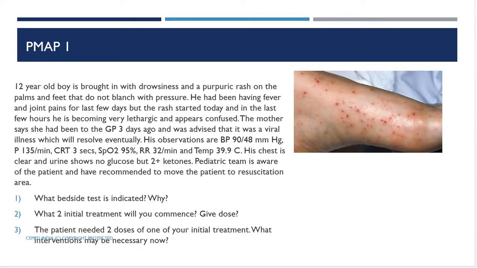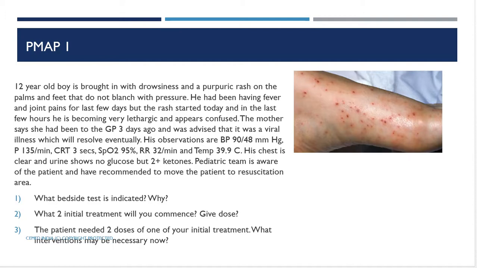Next one, pediatrics. So again, pause the videos, take 1 minute to write down the answer. What bedside test is indicated and why? So this is a small little boy, so we have done a urine test, so you can't say urine, you will say a capillary blood gas to look for lactate levels and base deficit, just to rule out septicemia.